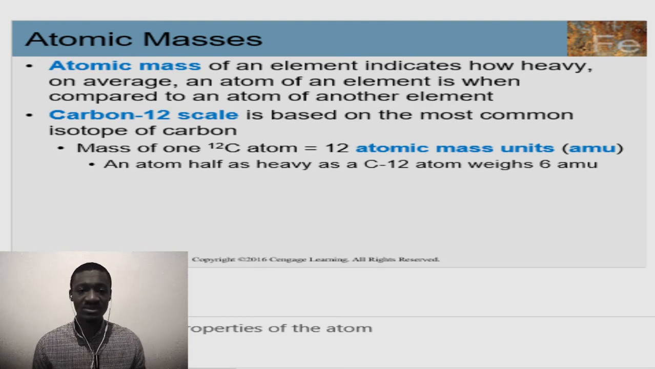So for the second part, we're going to continue from atomic masses, and we will go right into the others. The atomic mass of an element indicates how heavy, on average, an atom of an element is when compared to another. Notice that atomic masses are based on comparison. We know what atomic numbers are. We've explained that, and it's denoted Z, and we know what mass numbers are. That one is denoted A. So now we're looking at the atomic mass.